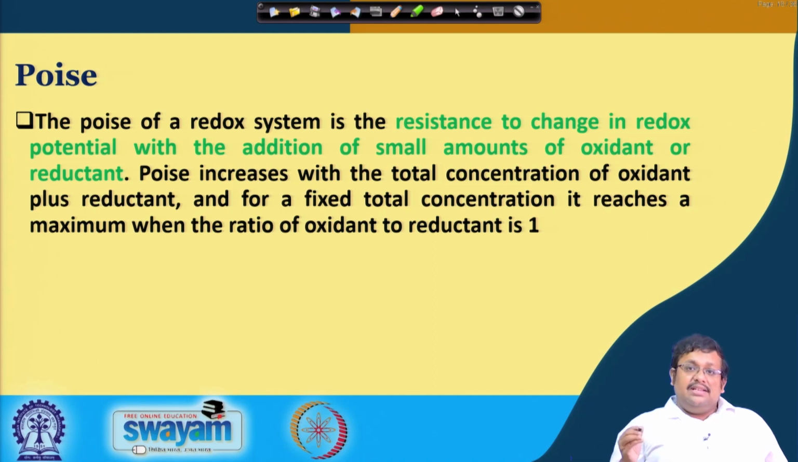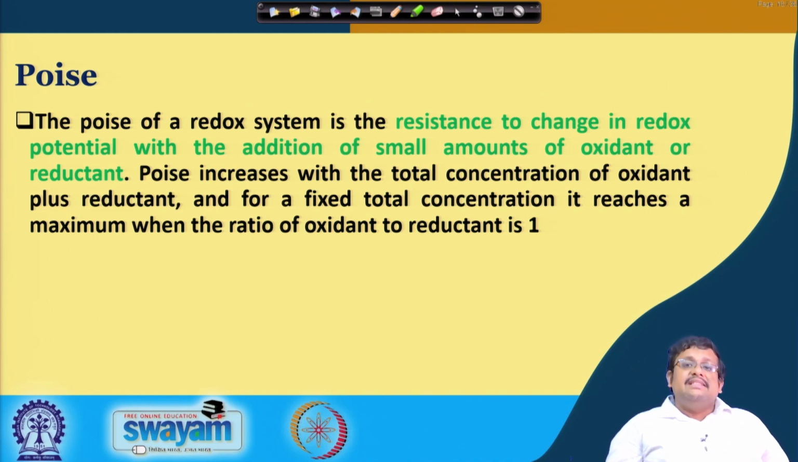So, when you add oxidant, the poise basically tries to counterbalance the change which is initiated by the oxidant, and vice versa for the reductant. Now, poise increases with the total concentration of the oxidant plus reductant, and for a fixed total concentration it reaches a maximum when the ratio of oxidant to reductant is 1. Okay. So, this is called poise.